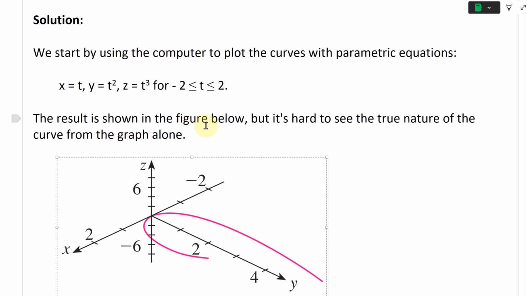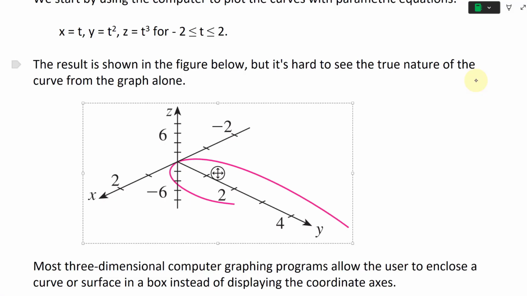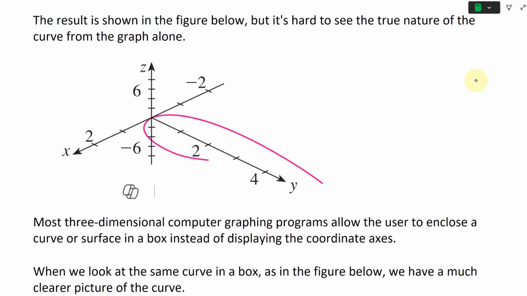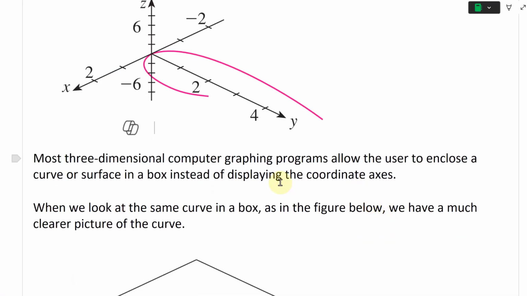The result is shown in the figure below, but it's hard to see the true nature of the curve from the graph alone. It's hard to see if it's all in the same plane, and it looks like it's curving up a tiny bit there. This one does look like it's going up, but this looks a bit flat. So again, it's hard to tell if this is a complex shape or a simple one. Most three-dimensional computer graphing programs allow the user to enclose a curve or a surface in a box instead of displaying the coordinate axes.